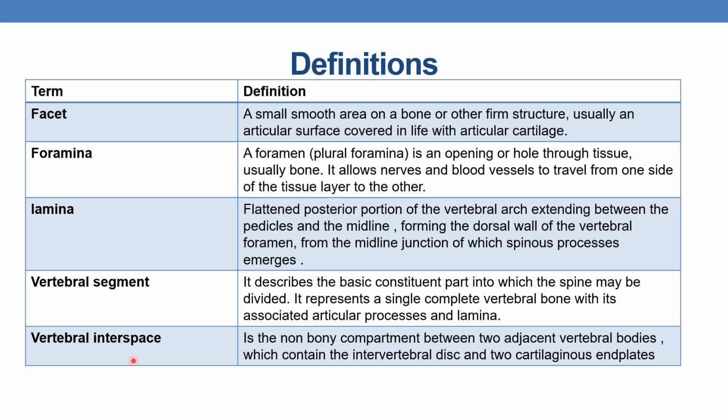And the next term is vertebral interspace. It is the non-bony compartment between two adjacent vertebral bodies, hence the term interspace, which contains the intervertebral disc and two cartilaginous end plates.